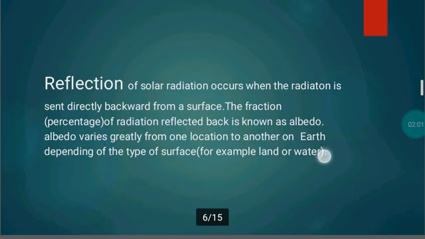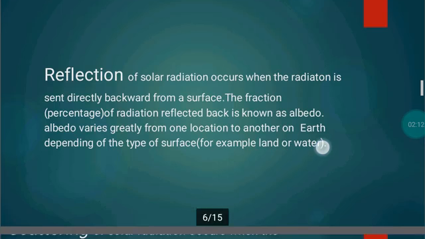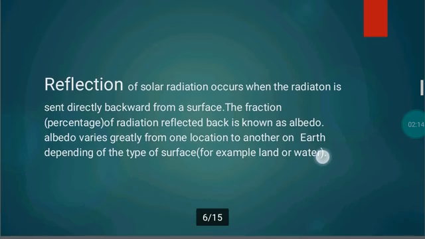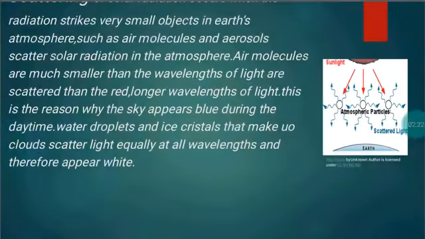Reflection of solar radiation occurs when the radiation is sent directly backward from a surface. The fraction or percentage of radiation reflected back is known as albedo. Albedo varies greatly from one location to another on Earth depending on the type of surface, for example, land or water.